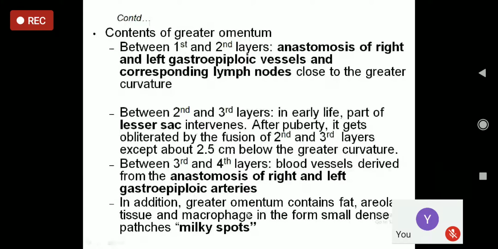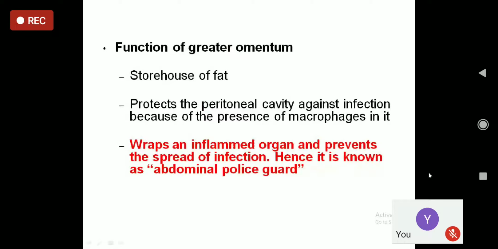So it can be asked in MCQ: milky spots are present in the greater omentum. What is the function of the greater omentum? It acts as the storehouse of fat, because if we open the abdomen for surgery, we can see the peritoneum that covers the whole of the intestinal area. That is why we can see the fatty layers.